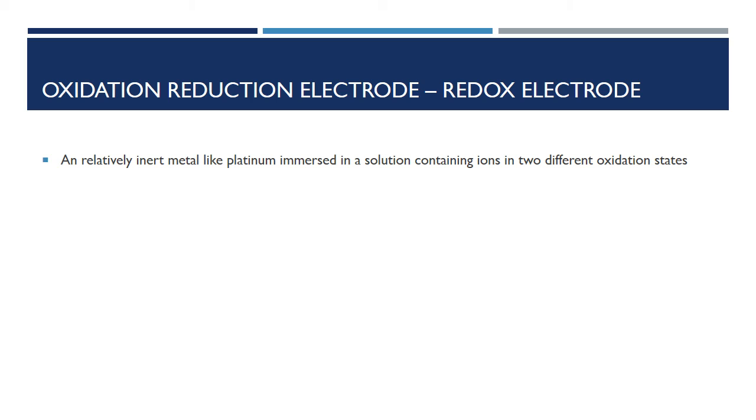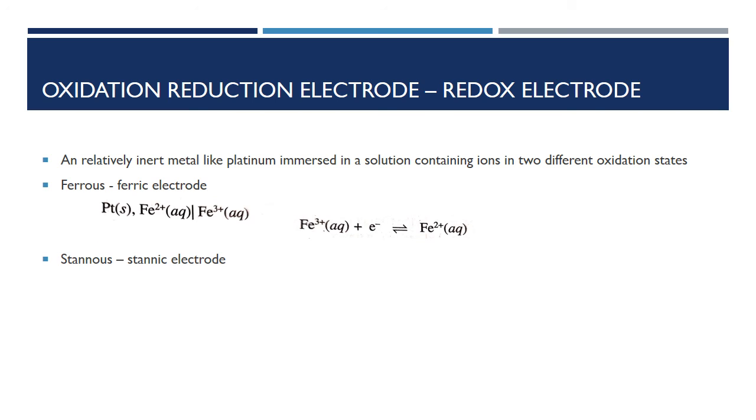The next is an oxidation reduction electrode or a redox electrode. It consists of a relatively inert metal like platinum immersed in a solution containing ions in two different oxidation states. The first example is that of a ferrous ferric electrode, wherein an inert metal like platinum is dipped in a solution containing both ferrous and ferric ions. The ferric ions accept one electron and get converted to ferrous ion and vice versa. Another example is that of a stannous stannic electrode, wherein a platinum rod is again dipped in a solution containing Sn2+ and Sn4+ ions. Again, the conversion from Sn4+ to Sn2+ and back is reversible.